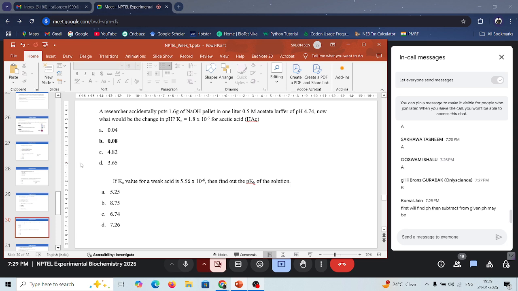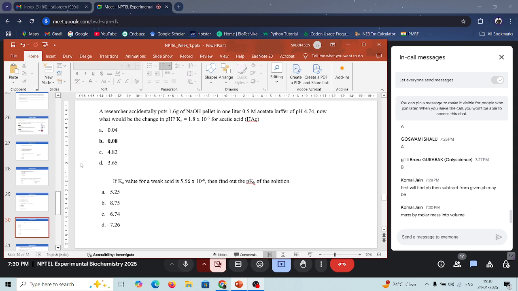So you know pH equals pKa minus log of conjugate base by acid, but you do not know. You have mistakenly added 1.6 grams of NaOH. How are you going to do that? Mass by molar ratio into volume. Okay, and then that you did. But how are you going to place the equation?